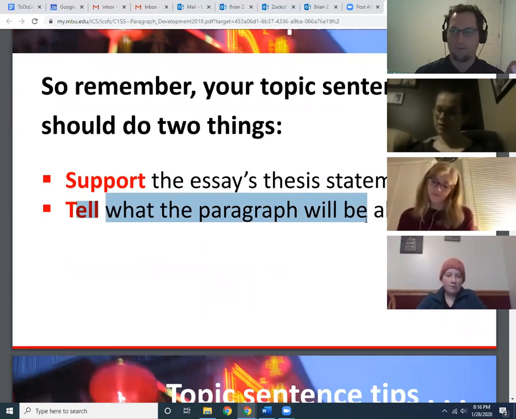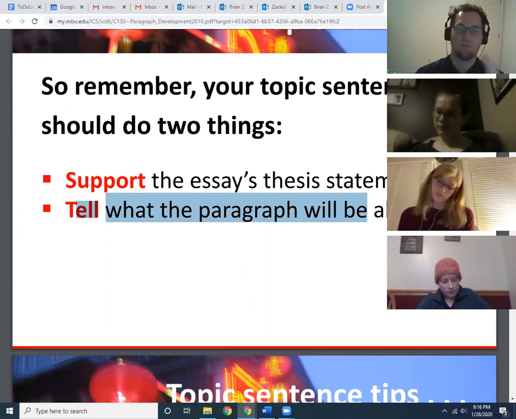A good way of thinking of this is quite simply, your thesis statement is going to end your introduction. The very next sentence will be the very first topic sentence. And the topic sentence should be your first supporting sentence.